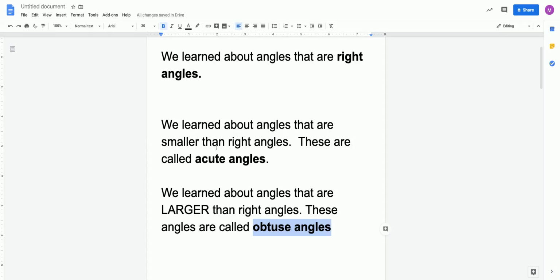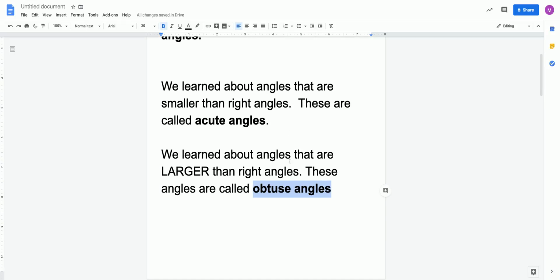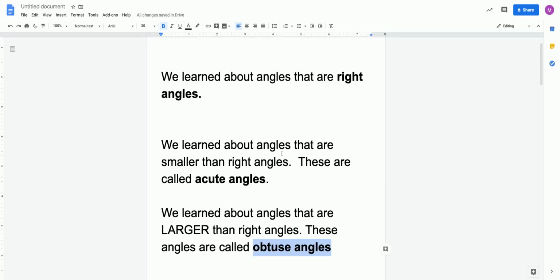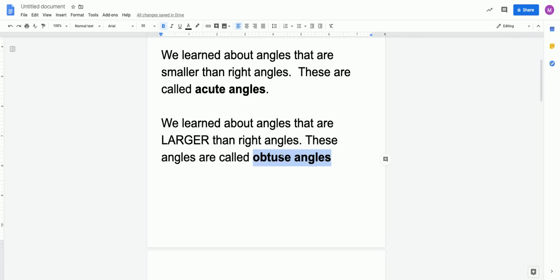You don't have to memorize the name, but I always think of acute, meaning like a cute little puppy or a cute little baby. We usually think of that as small. We learned that there are angles that are larger than right angles. These angles are called obtuse angles. And if you say it that way over and over, it'll stick in your brain as meaning big. So these are the three kinds of angles.